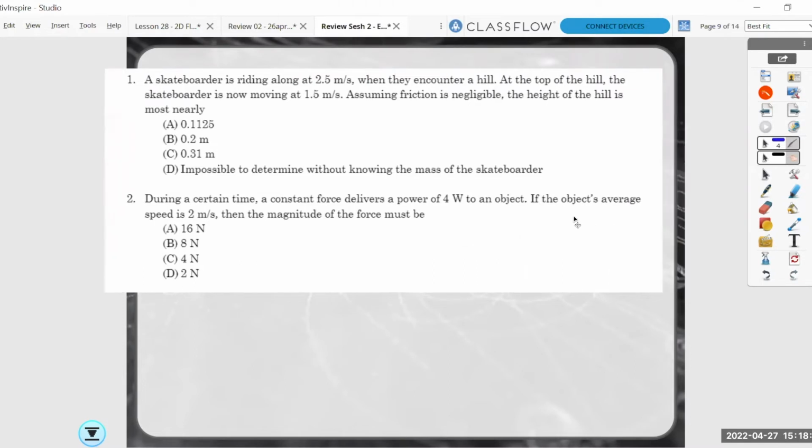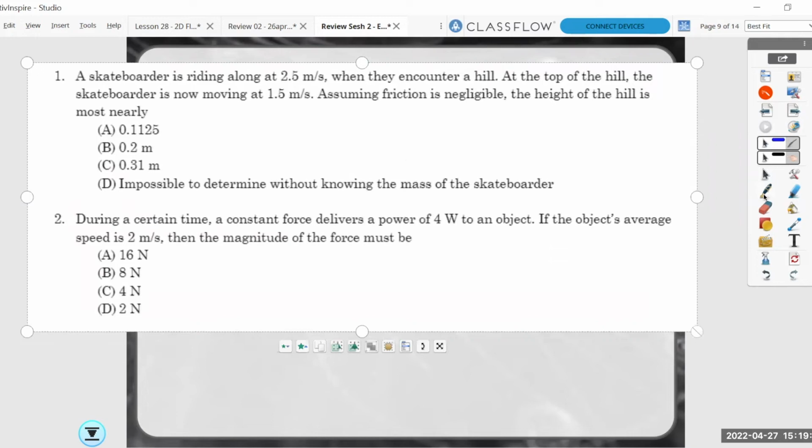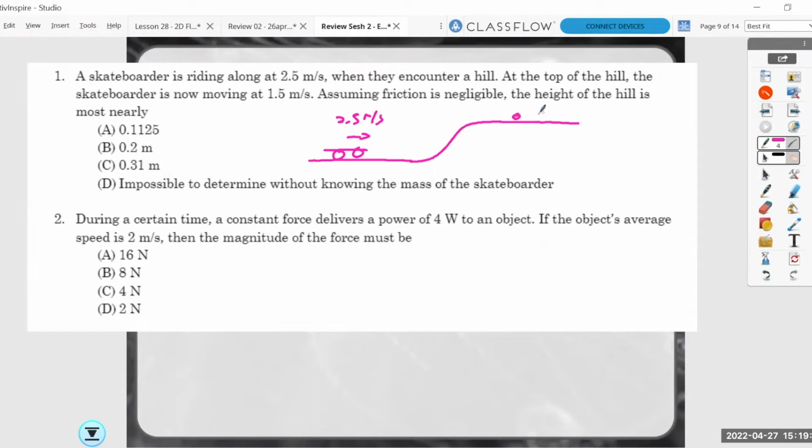So let's take a look at this first one. I pulled this one actually straight off of the end of our last exam. So here we've got a skateboarder riding along at 2.5 meters per second. And again, I would always recommend you draw a picture when they encounter a hill. And at the top of the hill, they're going slower now. It's only 1.5 meters per second. And they want to know the height of the hill.